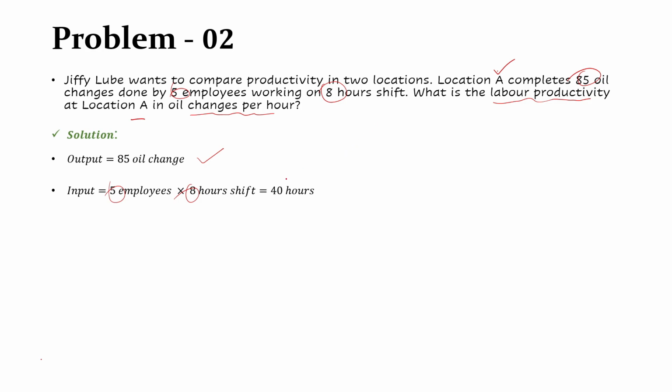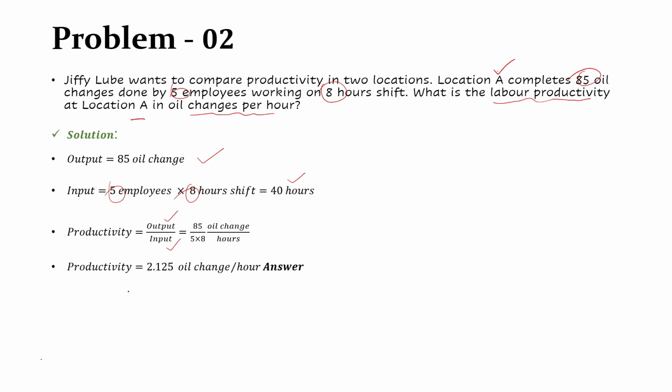So the input will be equal to 40 hours, and we calculate the productivity by using the information about output and input in the productivity formula, and our answer is 2.125 oil changes per hour.